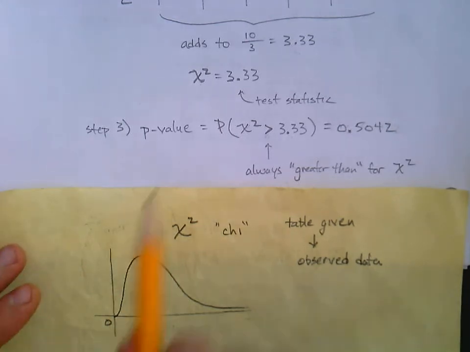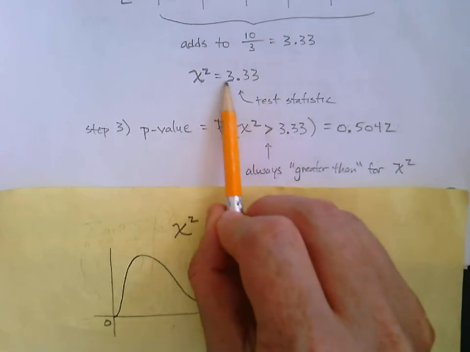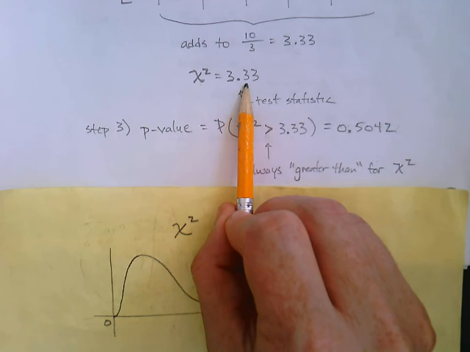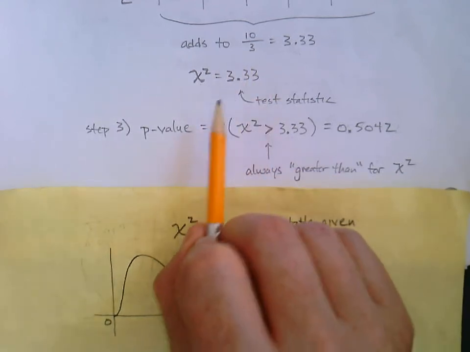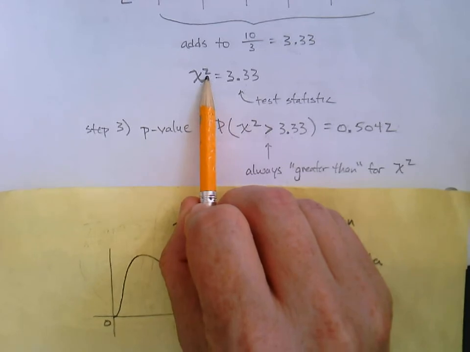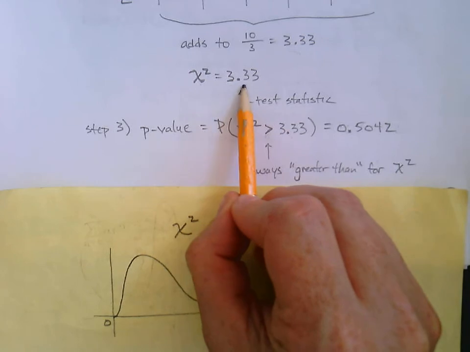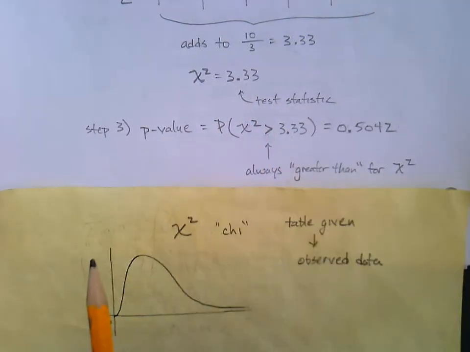Why is it always a greater than? Because when you calculate your chi-square test statistic, that's always going to be positive. Always. Why? Because it's based on a square, and squares are always positive. So you'll always have a positive test statistic, which means this will always be a greater than. Every time.